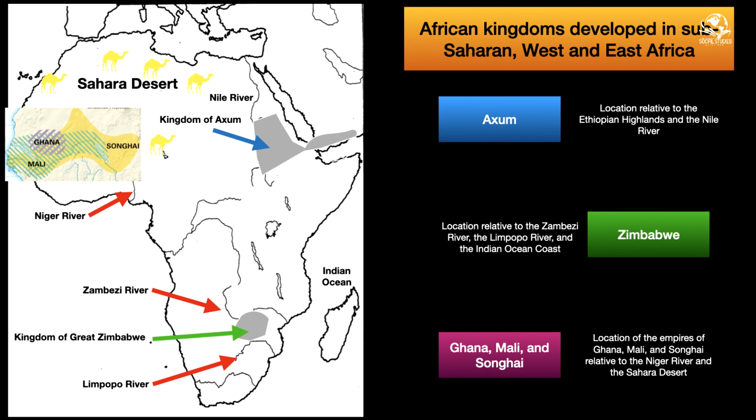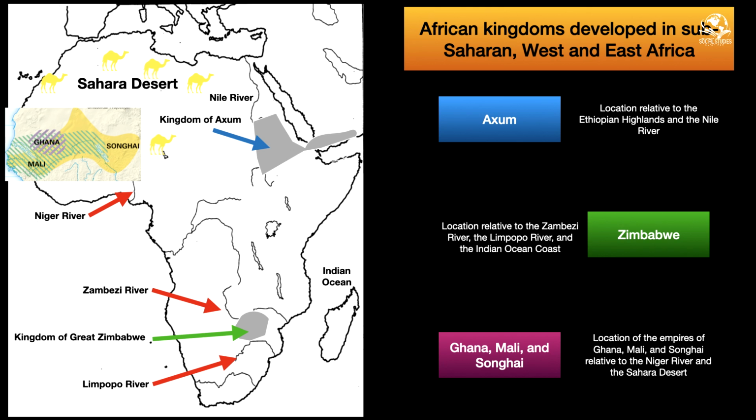But if we travel south, you can see there's the Zambezi River and then the Limpopo River. The kingdom of Great Zimbabwe is in the middle between those, so it's relative to the Limpopo River and the Zambezi River, as well as the Indian Ocean coast, which you can see to the east or to the right of the map. Then finally, back up to the top, back to the Sahara Desert and all the camels.